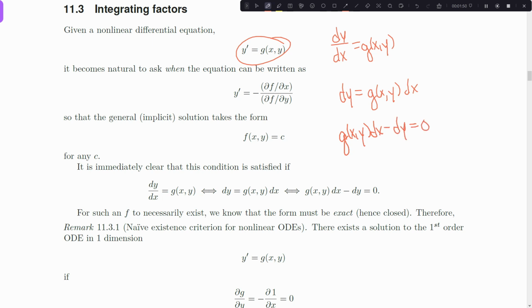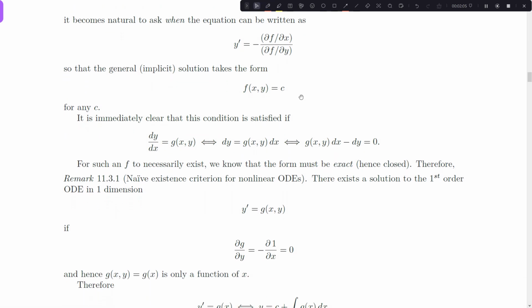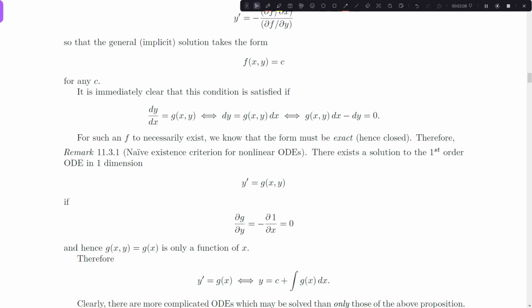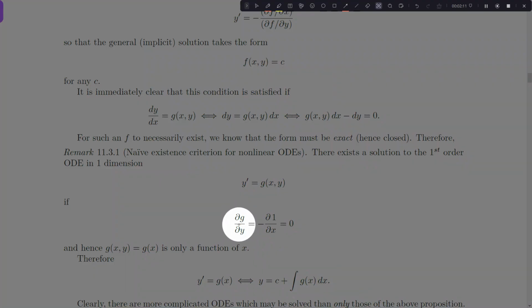And looking at that, I can really quickly test whether or not this is an exact form or a closed form to see whether or not there exists a primitive, because my primitive would give me exactly this situation. Testing that, I recover that I would need partial g partial y to be negative partial 1 partial x, which is 0. That means g of x y is actually only a function of x, which you can solve really easily, because this is just y prime equals g of x, or rather y is c plus an integral of g, because it doesn't depend on y at all.